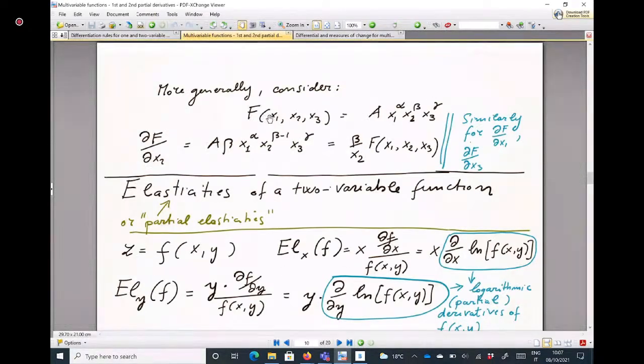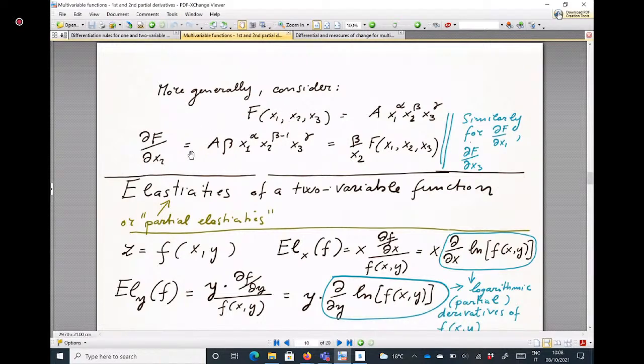Okay, so suppose that you have this one. F of x1, x2, x3. Now this is three variables. It could be n variables, okay? This is a power function in three variables. A times x1 to the power of alpha times x2 to the power of beta times x3 to the power of gamma. If I want to take the derivative, for instance, with respect to the second variable, x2, it's just the same structure as before.